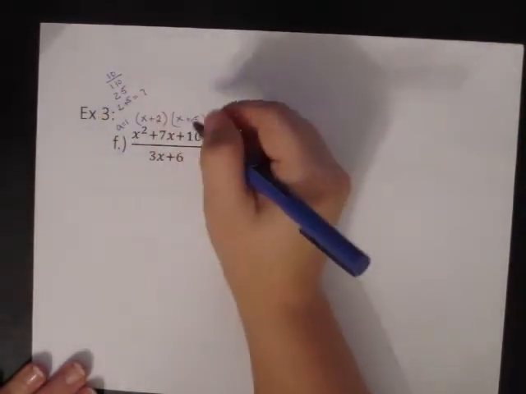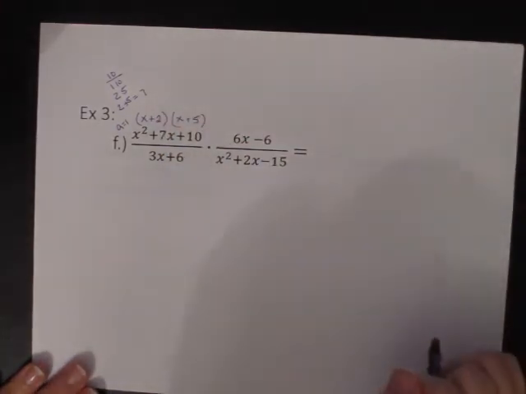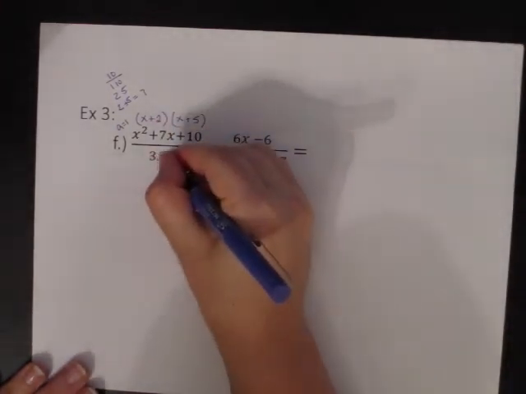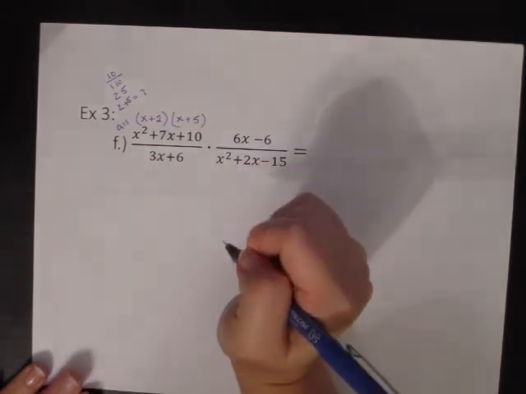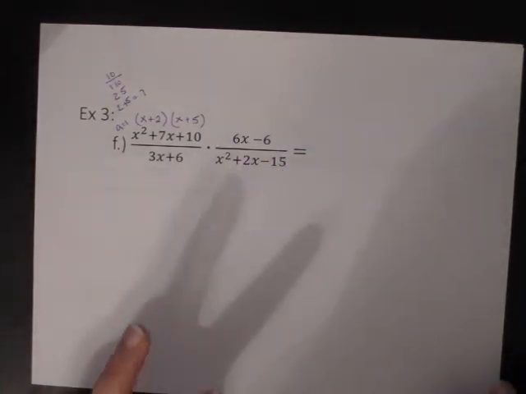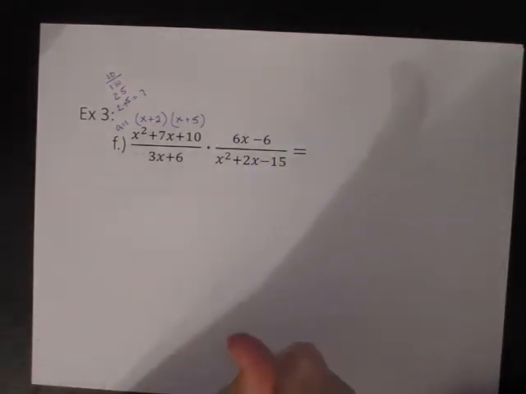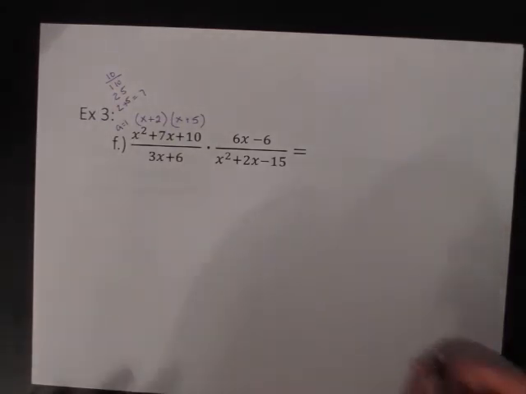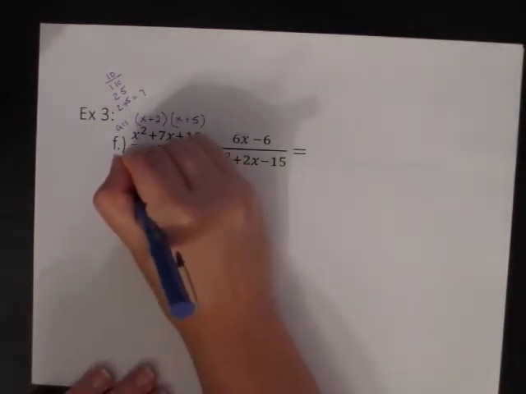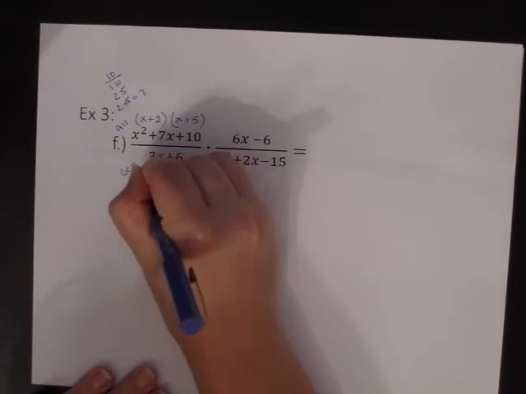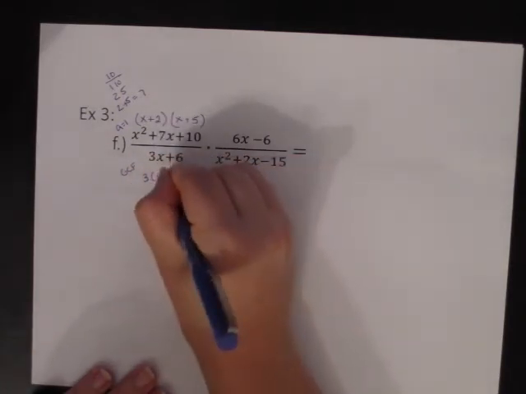Doesn't matter which one I put which because it's both positive. Now if I go down here, I've got 3x plus 6. So first thing I see, it's a binomial, so two terms. Whenever I have two terms, it either could be a GCF or it could be a difference of perfect squares. This one is definitely a GCF. What I can pull out is a 3, and I'm left with x plus 2.